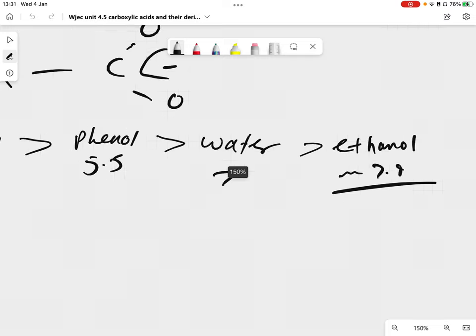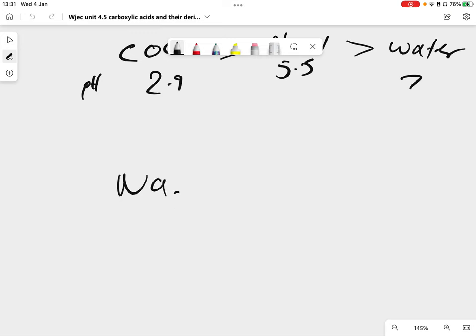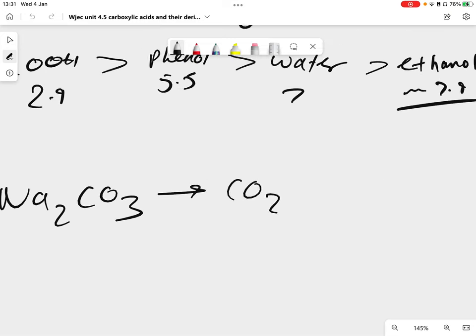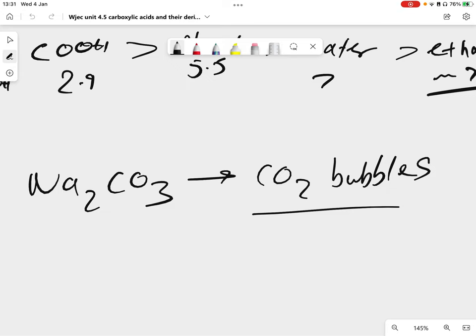Okay, so we can test for a carboxylic acid by reacting it with sodium carbonate, Na2CO3, and this reaction will give CO2 bubbles and effervescence. So that could be your test, as we discussed, to distinguish between that and a phenol, for example.